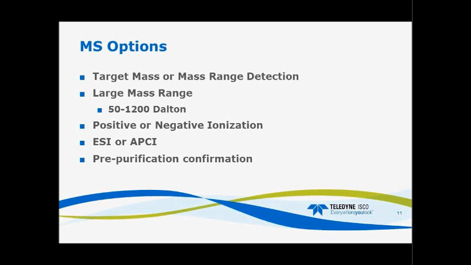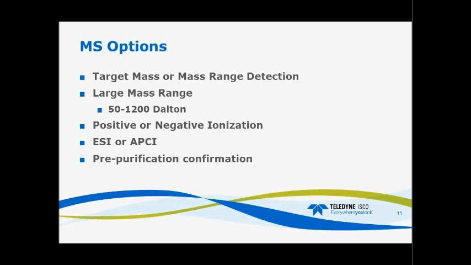It has a large mass range, one of the largest mass ranges on the market today, 50 to 1200 Dalton. The user can select between positive or negative ionization. The detector comes standard with an ESI, or electrospray ionization, probe. The option to add an APCI, or atmospheric pressure chemical ionization, probe is also available.